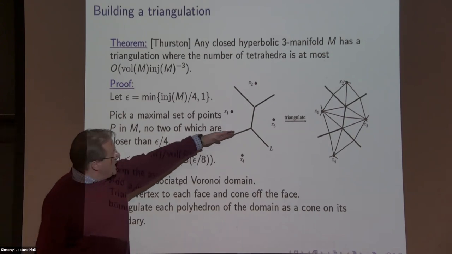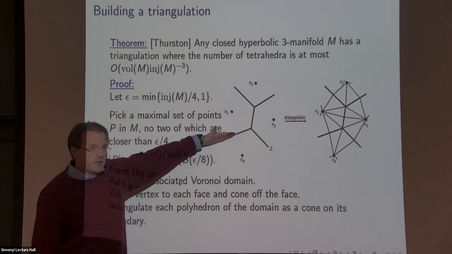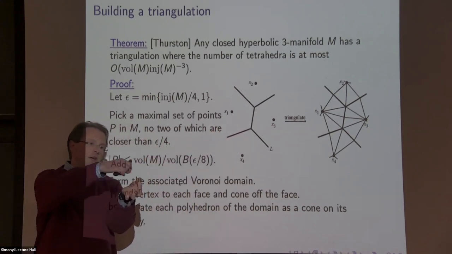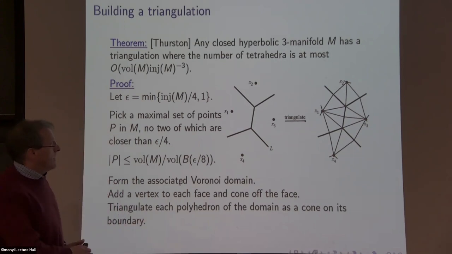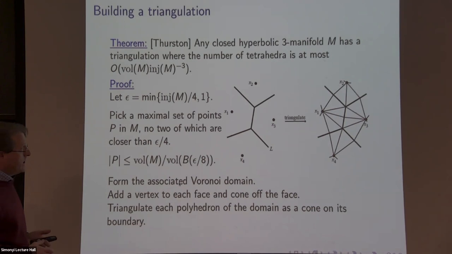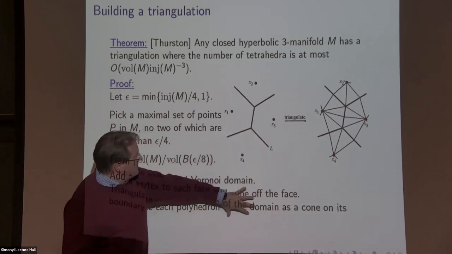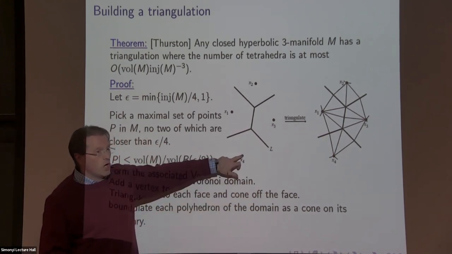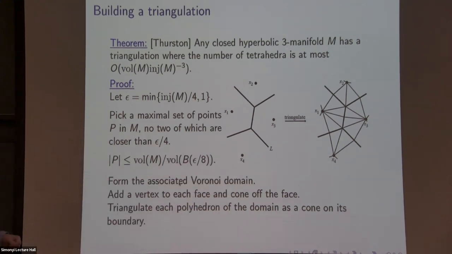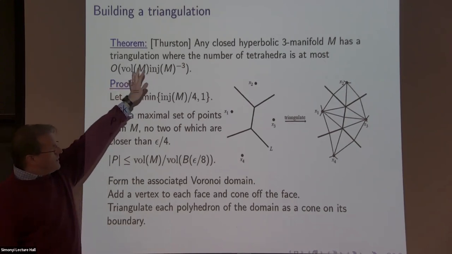first of all, triangulating the faces, which are these totally geodesic two cells, by just putting a vertex in the middle of them and then coning off. And then each of these remaining balls is a hyperbolic polyhedron. We've triangulated the boundary of such a thing, and then you just cone off from the center point. And the number of tetrahedra that you use is linear in P.